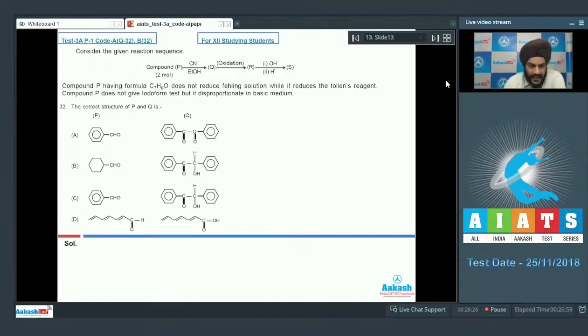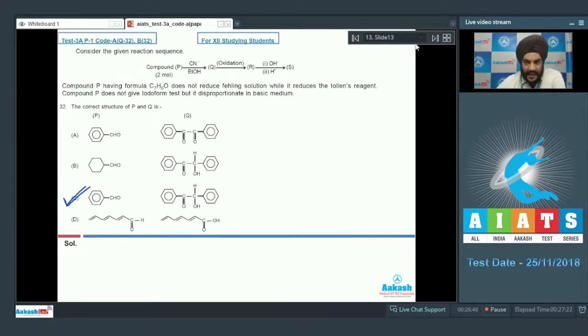So we have to comment on the correct structure of P and Q. We had already seen before that the compound P was benzaldehyde and the compound Q was benzoin. So benzaldehyde and benzoin are correctly represented in option C. So we have to mark option C as the correct answer to our question.